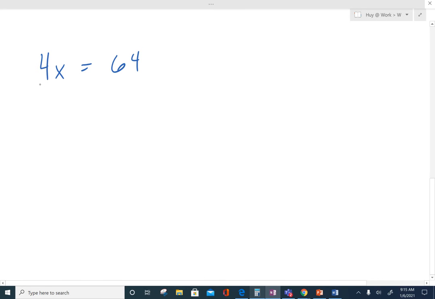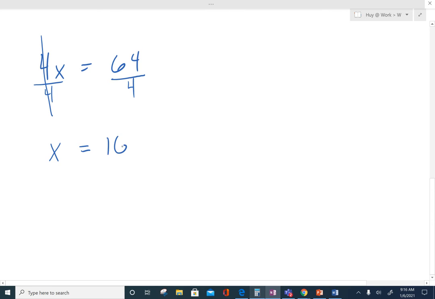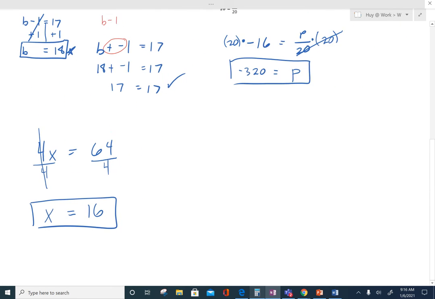So this is 4 times a number equals 64. The opposite of times is divide, so we're going to divide by 4 on both sides. So 4 divided by 4 cancels out, so we have x equals 64 divided by 4, and that should equal 16. Yes, it does equal 16 there. And there we have gone over every type of example for a one-step equation.